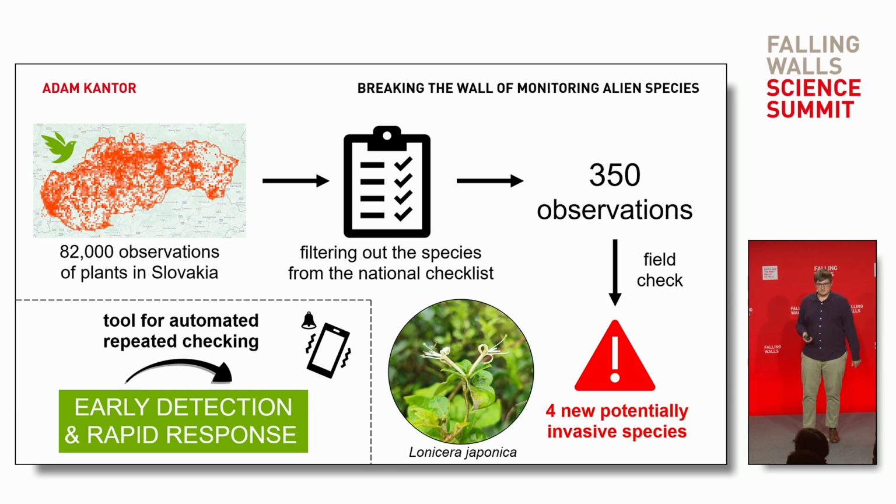And with some additional steps, I was able to come to a small subset of observations that I could manage and validate manually. And by visiting them in the field, I was able to find this year 4 new alien species in Slovakia. So these are the species that were not recorded in Slovakia ever before. And for example, one of them, this Lonicera japonica, is considered a highly invasive species in many parts of the world. So we found it at the beginning of its invasion, and we can now manage it very effectively.